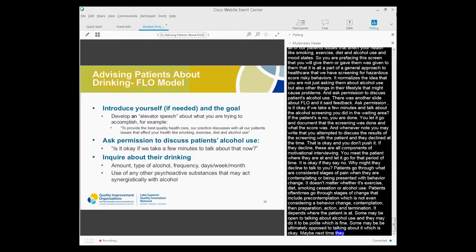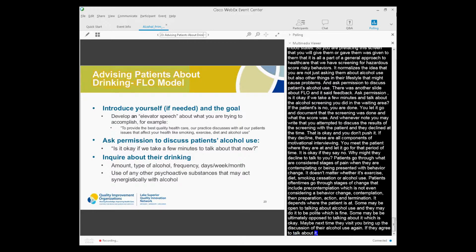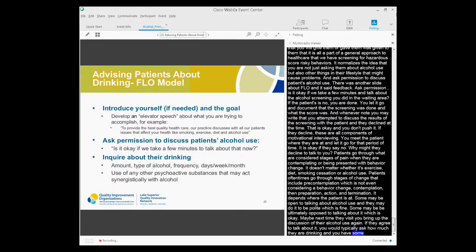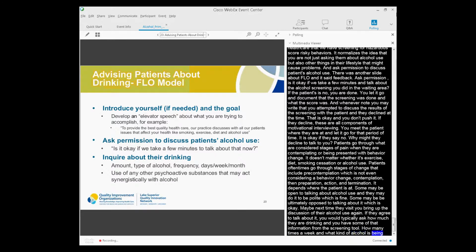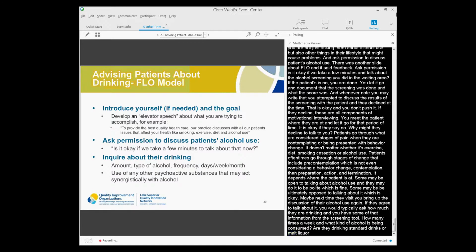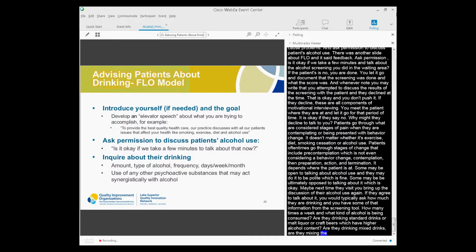So if they agree to talk to you about it, you would typically ask how much they're drinking. You'll have some of that information from the screening tool. How much they're drinking, how many times a week, what kind of alcohol is being consumed. Are they drinking standard drinks, or are they drinking malt liquor, or some of the craft beers that have higher alcohol content? Are they drinking mixed drinks? Are they mixing the drinks themselves? Half a bottle of vodka, a quarter ounce of orange juice. That type of thing, you get a little more information.